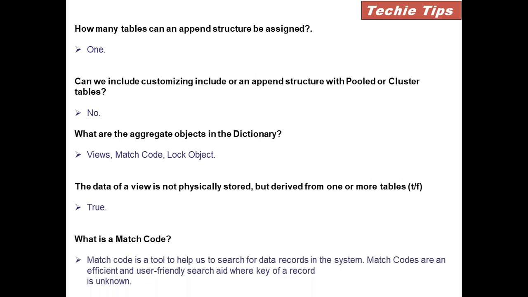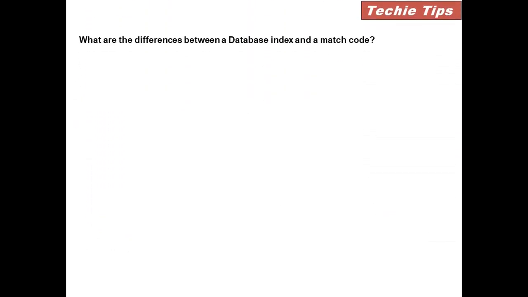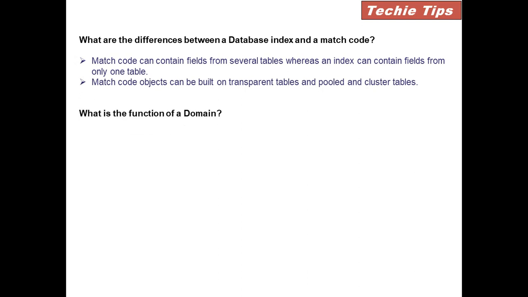What is a match code? Match code is basically a tool to help us to search for the data records in the system. Match codes are efficient and user-friendly search aids which look for records whose key is unknown. What is the difference between a database index and a match code? Match code can contain fields from several tables, whereas an index can contain fields from only one table. And match code objects can be built on transparent tables and pooled and cluster tables.